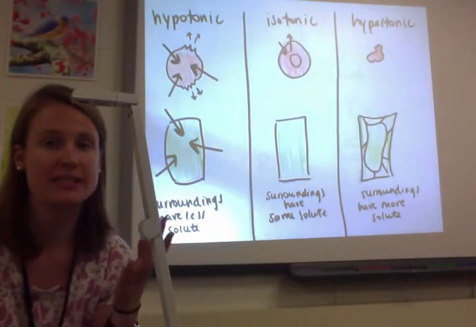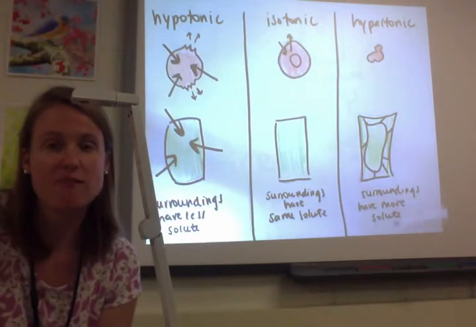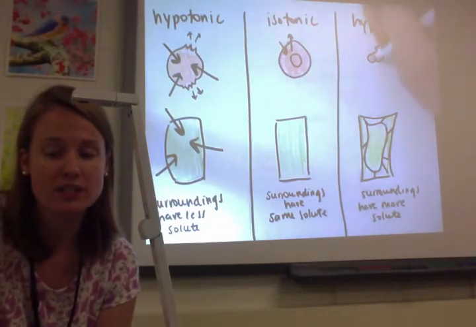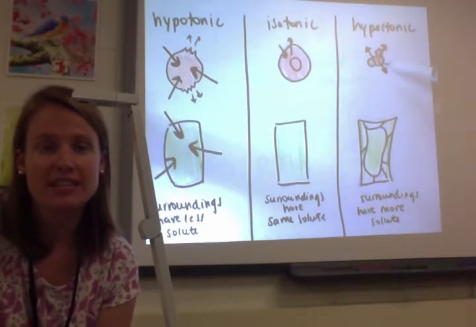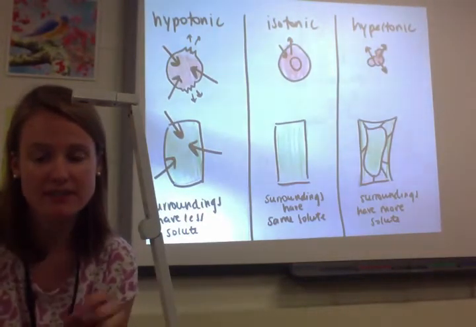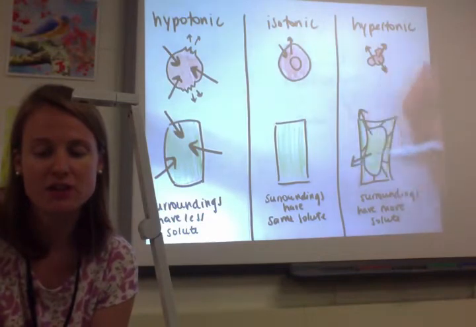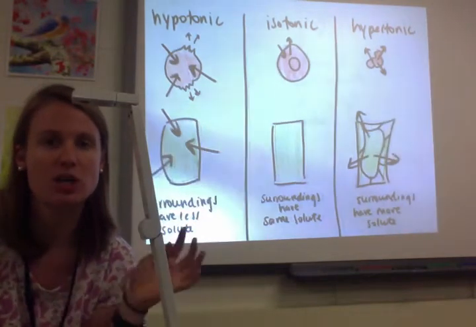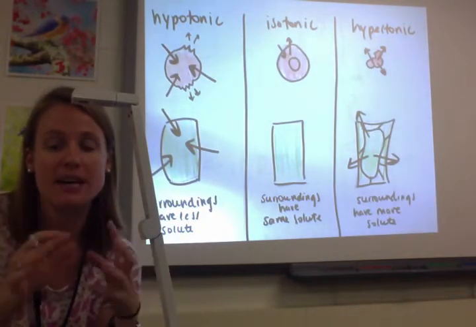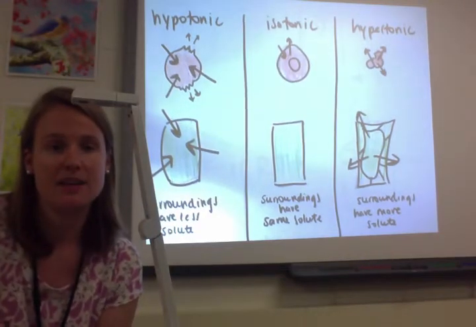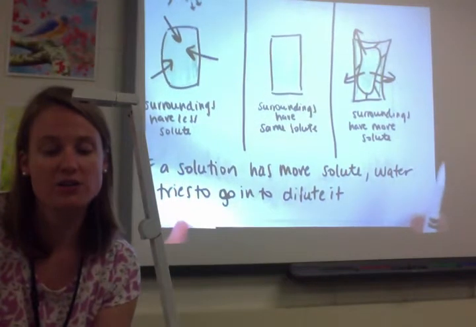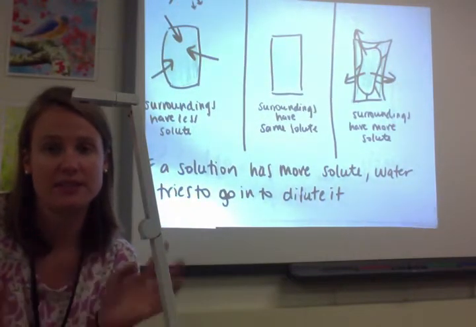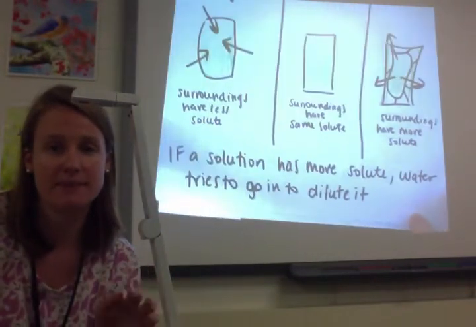Hypertonic, hyper means extra, so the surroundings have more solute, so that means that water is leaving the cells. In the case of our red blood cell, it's getting shriveled up because the water is leaving. In the case of our plant cell, it's also shriveling and pulling away from the cell wall because the water is leaving. If a solution has more solute, water tries to go in to dilute it. So that's the take-home of tonicity.